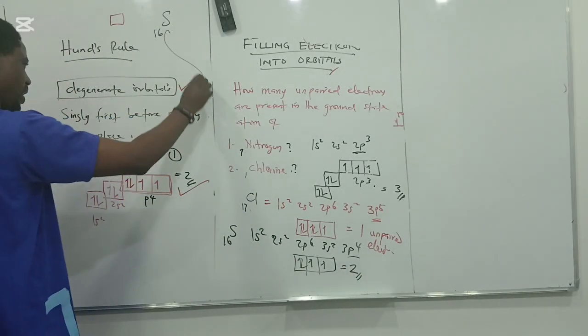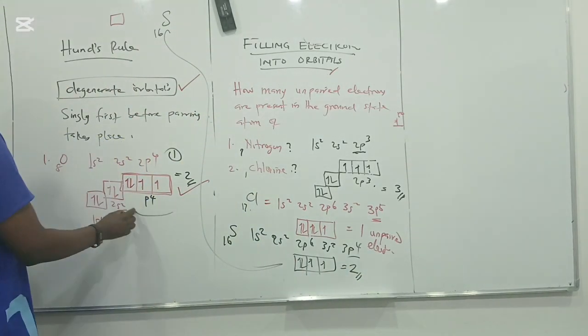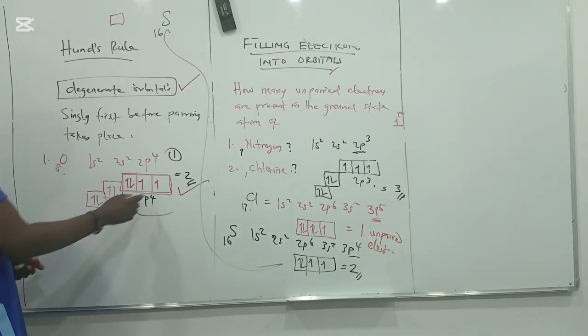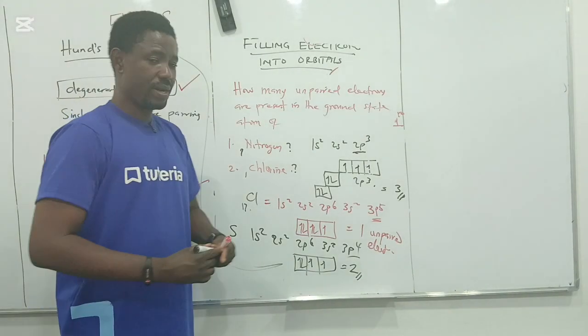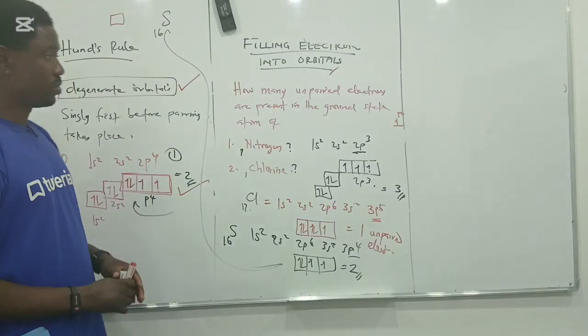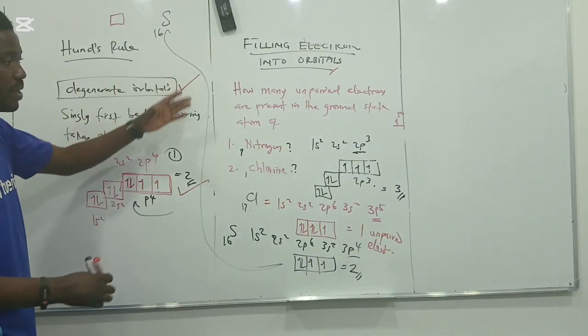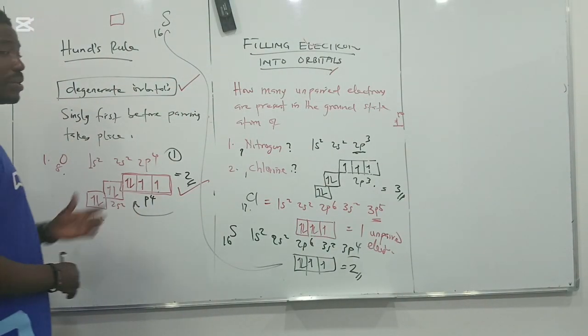If we look at sulfur, it has 2 unpaired electrons, and it's the same group as oxygen, 2 unpaired electrons. That tells you something. All right, so it's very easy for you to be able to know how to calculate the number of unpaired electrons using this. But it's not this easy.